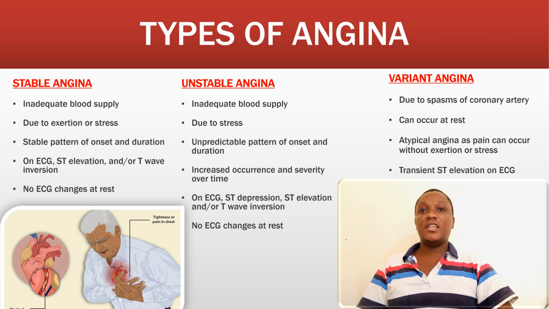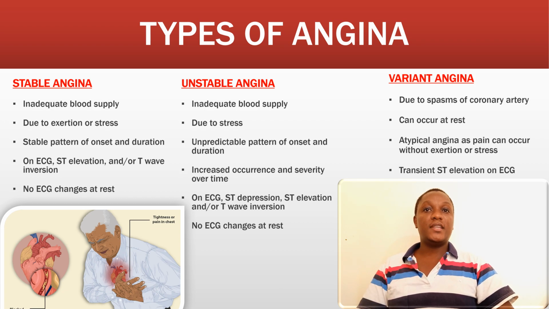For the unstable angina, also known as pre-infarction angina, the cause is inadequate blood supply. It occurs due to stress. There is increase in severity, and increase in occurrence and severity over the course of time. On ECG, there may be ST depression, ST elevation, and or T wave inversion. And just like stable angina, there are no changes on ECG at rest in the unstable angina.